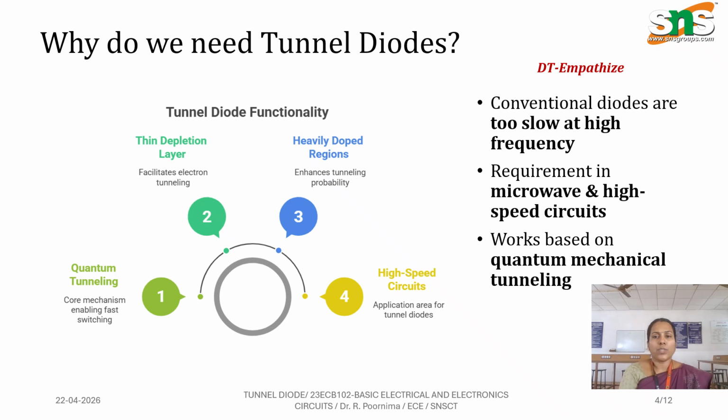Conventional diodes are very slow in high frequency circuits, so there is a requirement for microwave and high speed circuits in which special semiconductor diodes are used. For example, tunnel diode consists of a thin depletion layer which works based on quantum mechanical tunneling. So these diodes are used in microwave and high speed circuits.